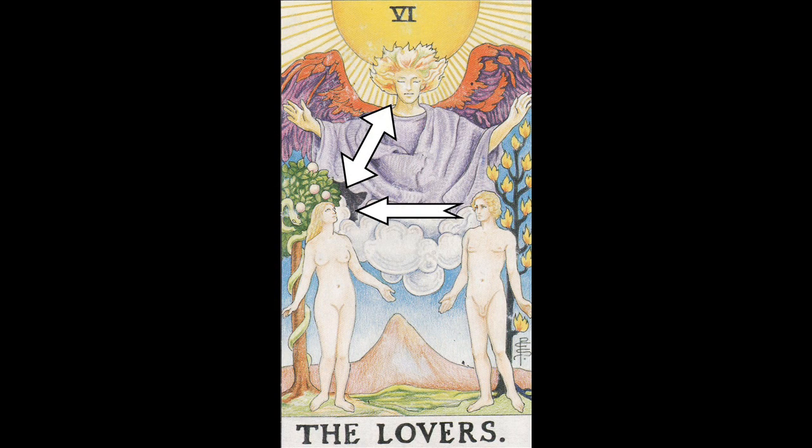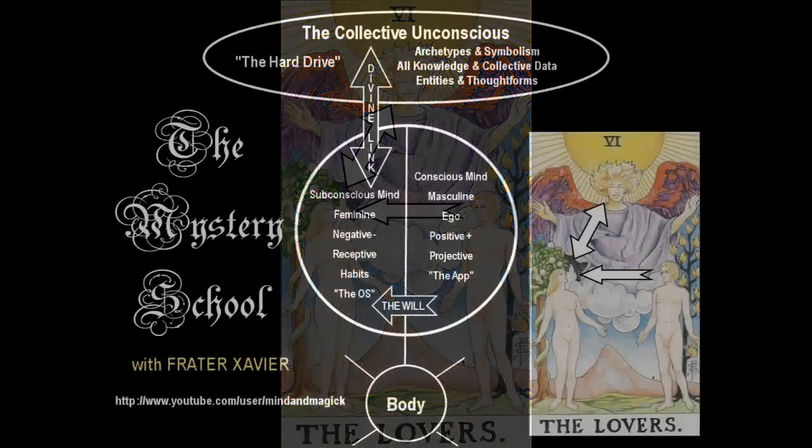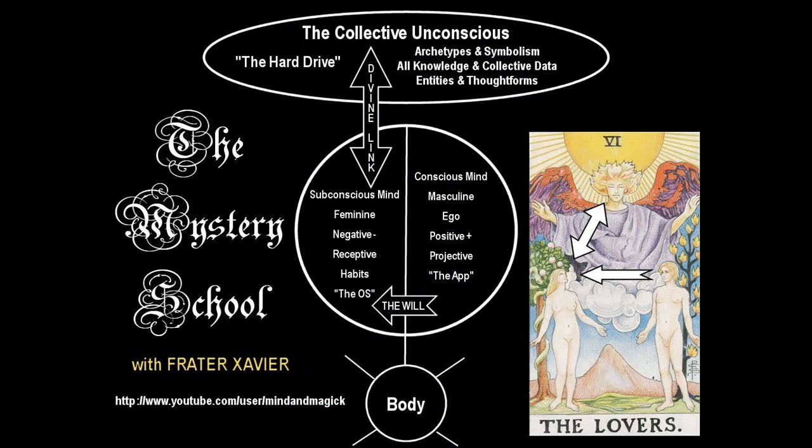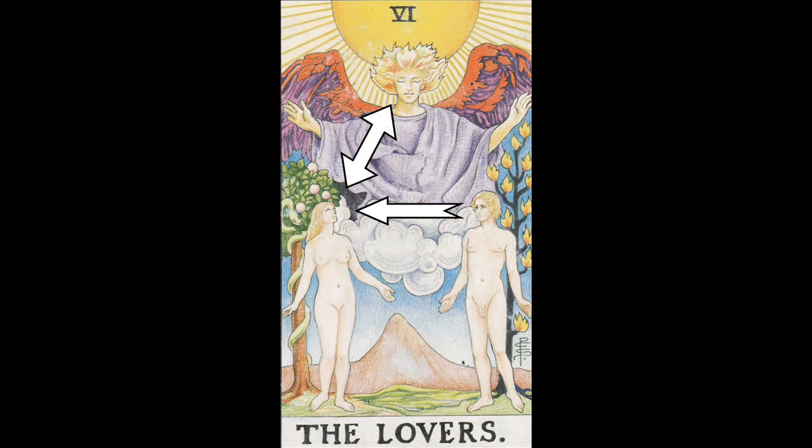So let's take a look at our 6th card, the Lovers, and our model, and how all this relates. So we have the angel archetype above, and we're going to ascribe that to the Sephiroth of Kether, the crown at the top, connected yet separated from the rest of the body. And we're going to ascribe the man to the conscious mind, and he's standing at Chokhmah. And the burning bush next to him has 12 flames because that corresponds with the 12 signs of the zodiac.